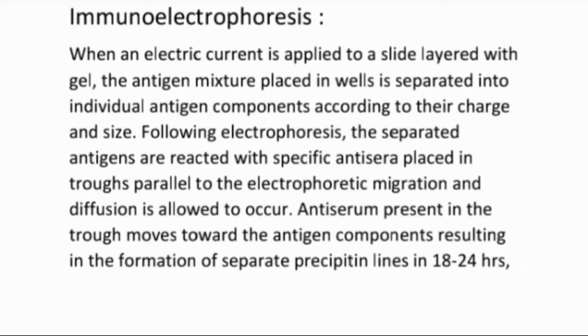Antiserum present in the trough moves towards the antigen components, resulting in the formation of separate precipitin lines in 18 to 24 hours, each indicating a reaction between an individual protein and its antibody.